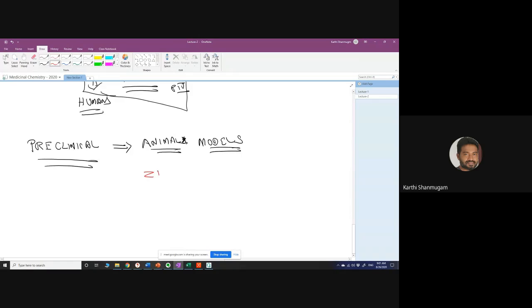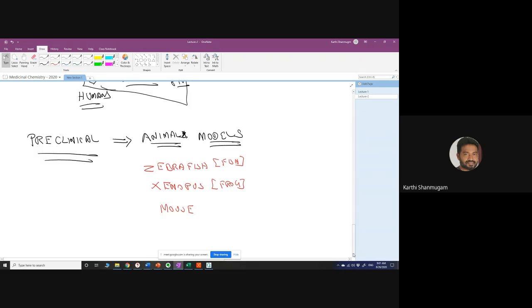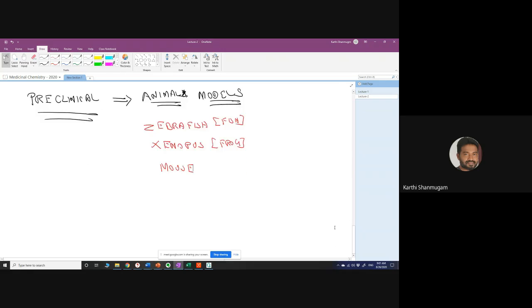Say we can use zebrafish. We can use Xenopus frog for your study. So this is a fish for your study as an animal model, or you can use mouse or rat. Okay, those come under a certain category. We can use rat, mouse. They're excellent species as animal models, or you can also use primates like monkey, dog, and all. Those also can be used, right?